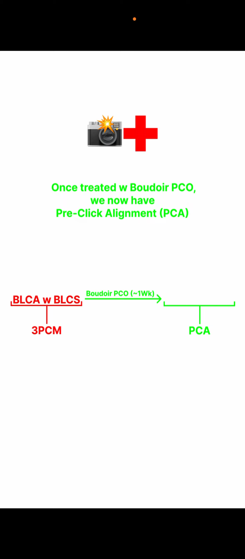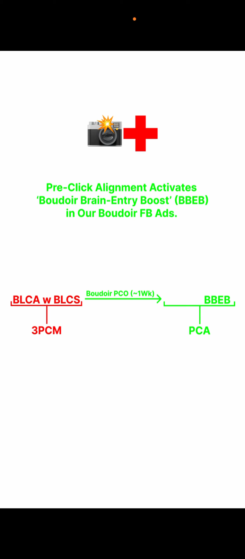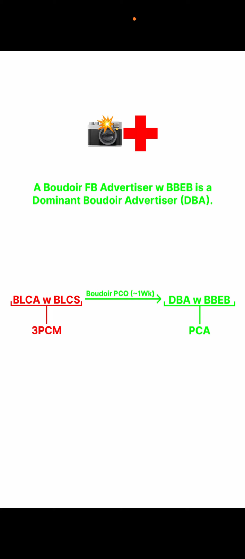And once you're with Boudoir Pico, we now have pre-click alignment. So all right, we get rid of the 3 pre-click mistakes and we get pre-click alignment. And pre-click alignment activates Boudoir brain entry boost in our Boudoir Facebook ads. Basically, we got our unique CTR above 6%. So we're getting our Boudoir Facebook ads into more than 6 out of every 100 women's brains that are actually seeing our ad. And a Boudoir Facebook advertiser with Boudoir brain entry boost is a dominant Boudoir advertiser, a DBA.